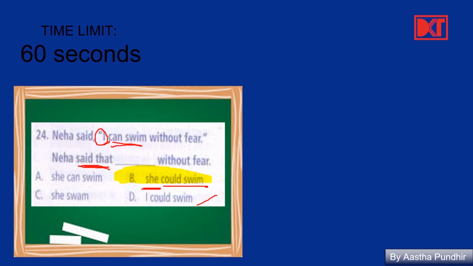The other options, A, she can swim. Here can, the tenses have not been backshifted. C, she swam. There is a problem with backshifting of tenses. D, I could swim. Where is the problem here? I, there is a problem with the pronoun. Alright?